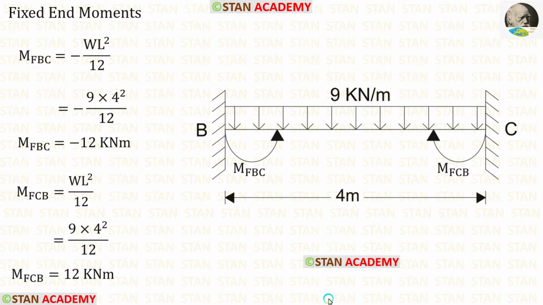Now let us find the fixed end moments in the beam BC. In the beam BC, there is UDL 9 kN per meter. It is acting for the full span. The formulas for the fixed end moments are minus WL square upon 12 and positive WL square upon 12. Here W is 9, L is 4. When we apply the values inside the formulas, we are getting M of BC and M of CB.